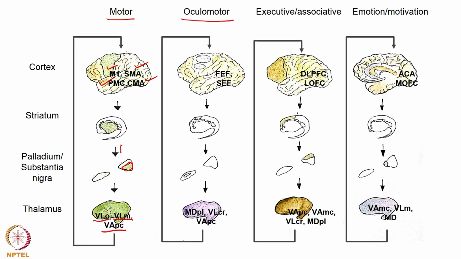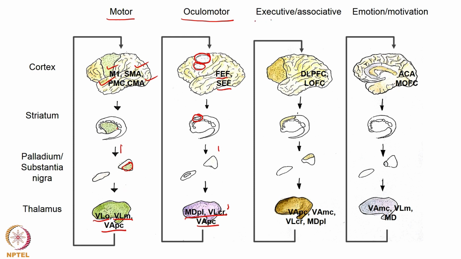Then oculomotor means eye movement related. So, when we are moving our eyes, the inputs come from other areas other than M1, for example, from frontal eye field, right. From there it comes not to the putamen, but to a specific region within the caudate, and from there it comes to the pallidum and substantia nigra pars reticulata, and from there it outputs to the thalamus, but in regions different from the motor areas.